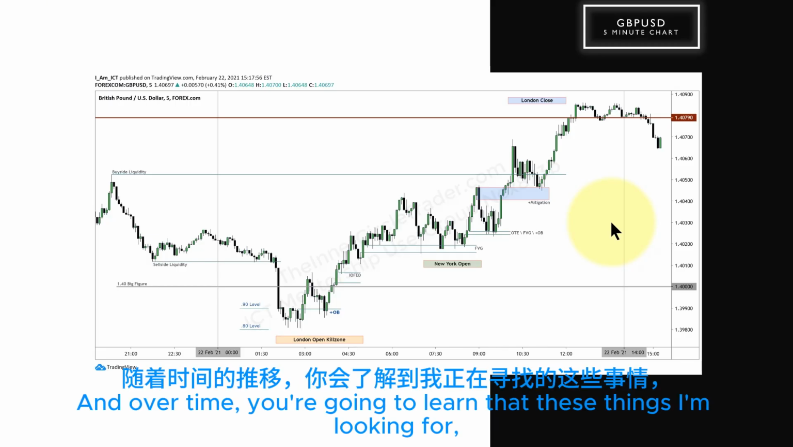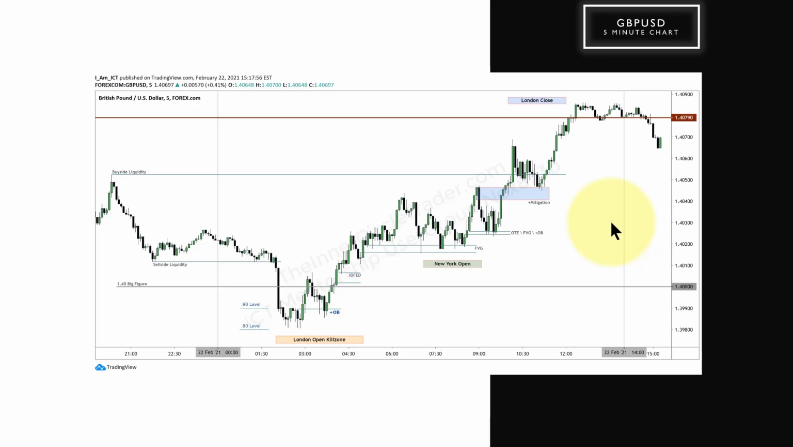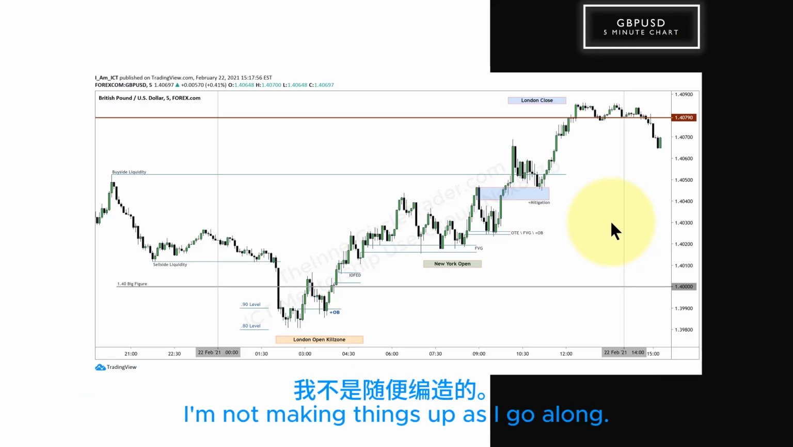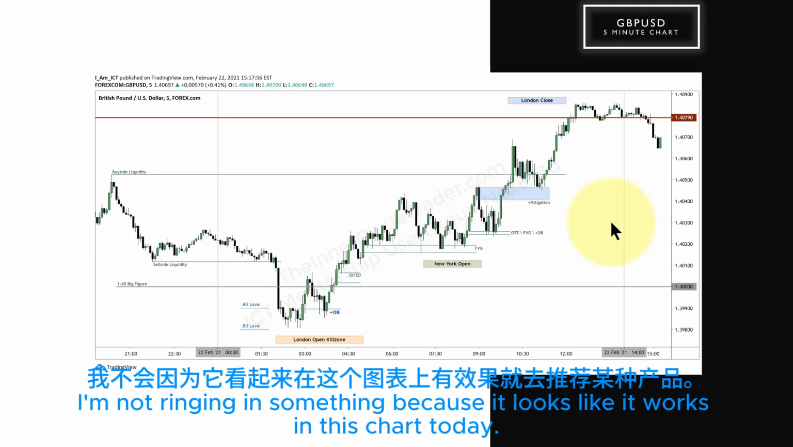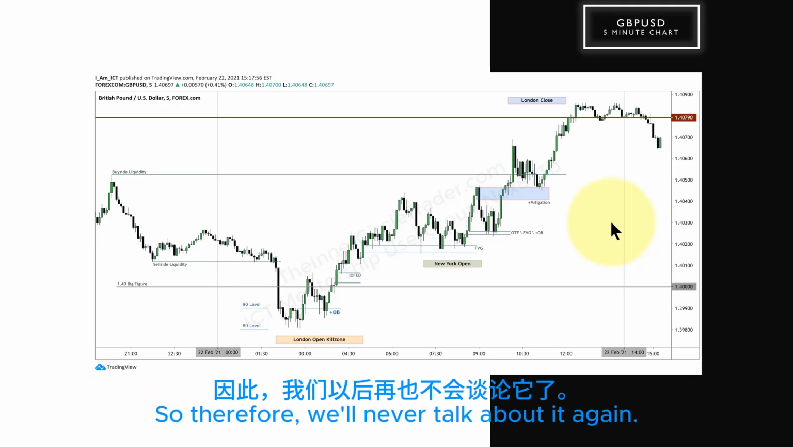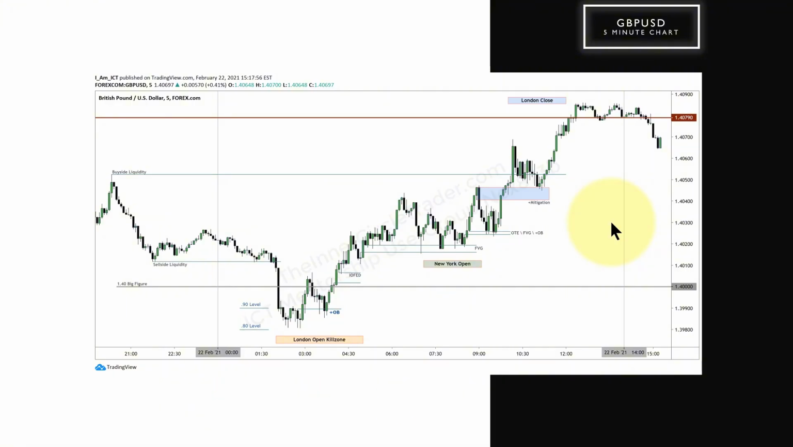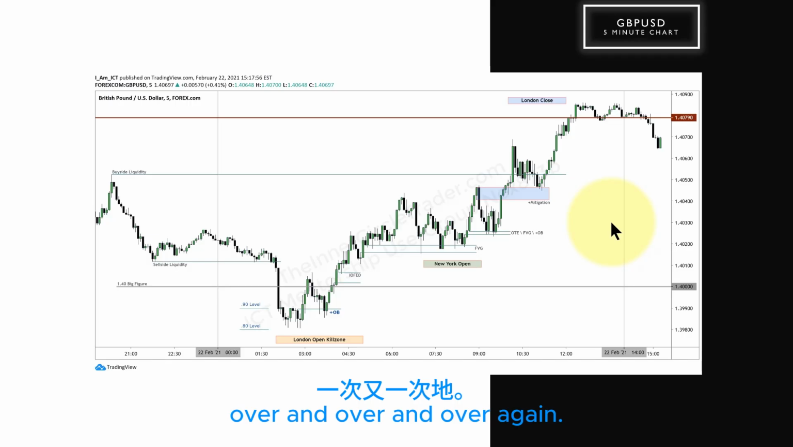And over time, you're going to learn that these things I'm looking for, there's logic behind them. I'm not making things up as I go along. I'm not bringing in something because it looks like it works in this chart today, so therefore we'll never talk about it again. No. These things repeat over and over and over again.